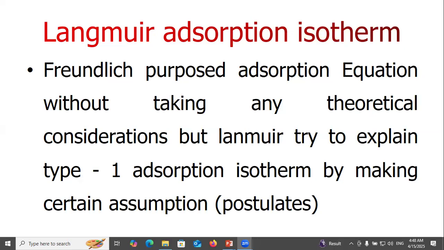Hello, good morning. I'm discussing the Langmuir adsorption isotherm. Freundlich proposed an adsorption equation without taking any theoretical considerations. But Langmuir tried to explain the type 1 adsorption isotherm by making certain assumptions, postulates.